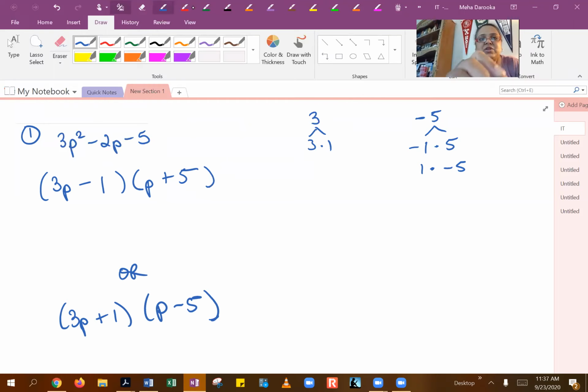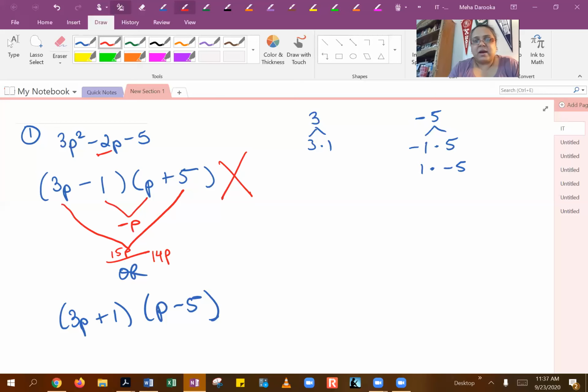So the best way to check for this trial and error method is to multiply the middle 2 terms, which would give us negative p, and multiply the last 2 terms, which would give us 15p. And when we add them together, we get 14p, right? Which is definitely not our middle term. So we know this combination does not work out.